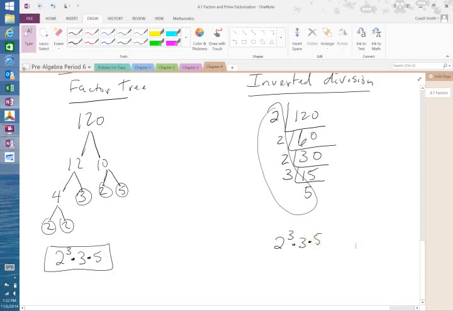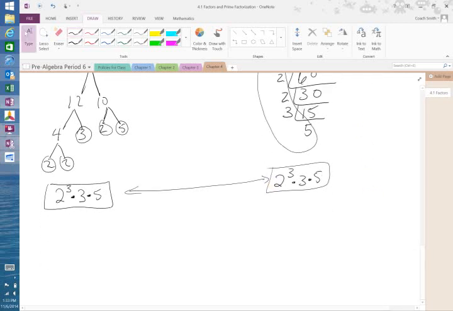You can do any way you want to do it. It doesn't matter which way you use, you see that both ways, inverted division and factor tree, came up with the exact same answer. They will, providing you do the math right. Okay? So let's look at another example.